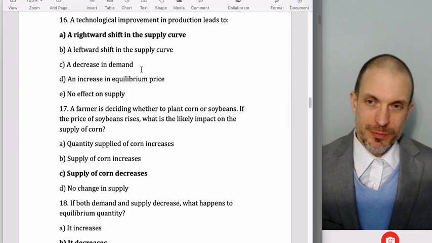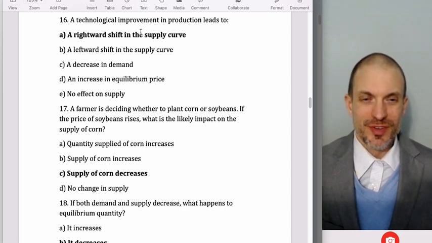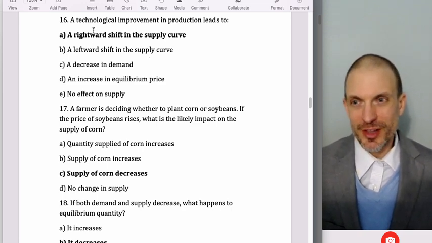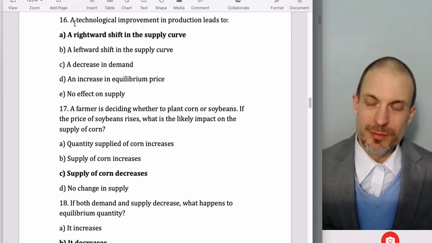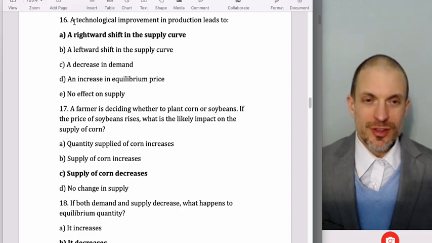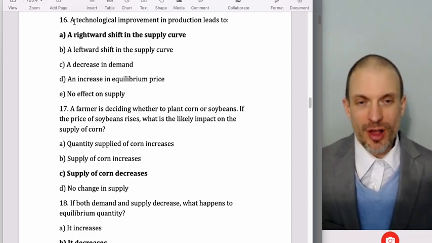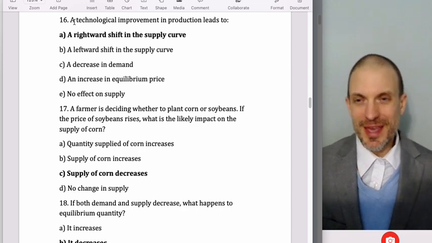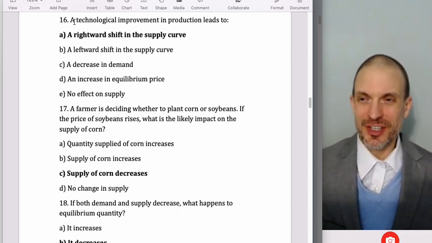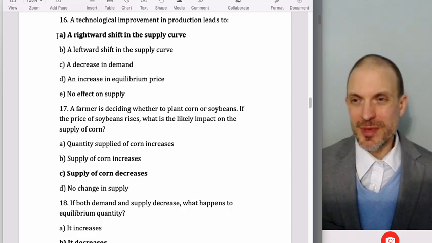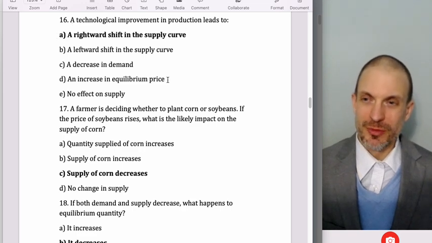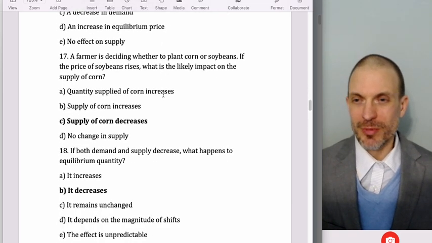A technological improvement in production leads to a rightward shift in supply. That's the opposite. This is like flooding the market. You could either say it's going to be less costly to produce any given quantity for all such quantities, or pick a quantity, it's now less costly to produce that quantity. Both of those kind of explain why this is going to be a rightward shift, an increase in supply rather than just a movement along the supply curve.